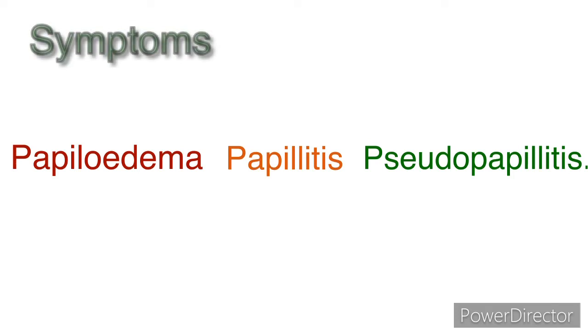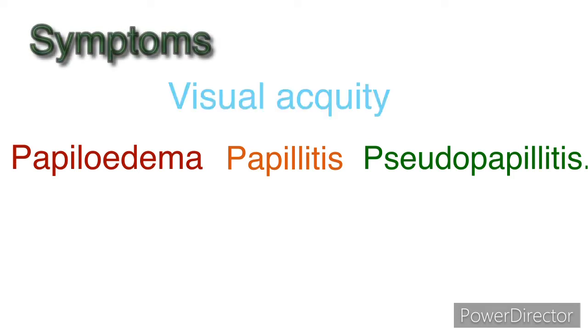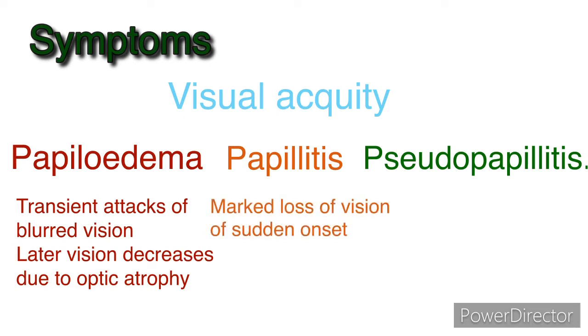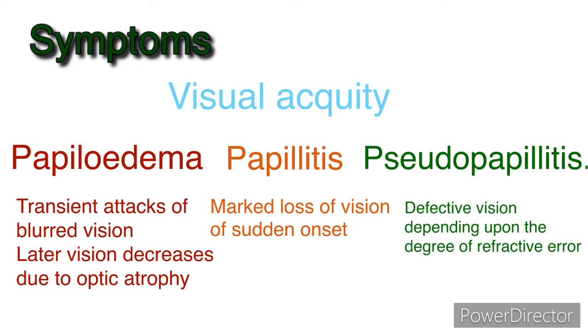Symptoms: in visual acuity, in papilloedema there are transient attacks of blurred vision. Later vision decreases due to optic atrophy. In papillitis, there is marked loss of vision of sudden onset, and in pseudopapillitis, defective vision is there depending upon the degree of refractive error.